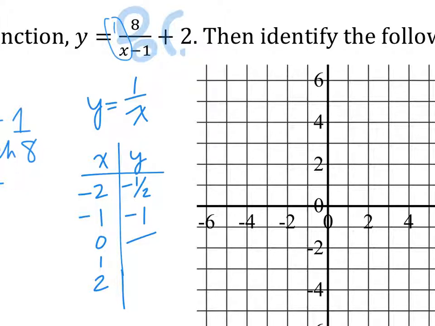1. Okay, if you know the answer, just answer. It will make our class look more lively. Okay, if I put 2 in there, what do I get? 1/2, very good. All right, let's go ahead and graph all these points. -2, -1/2, -1, -1, 0, there's nothing, 1, 1, 2, 1/2.